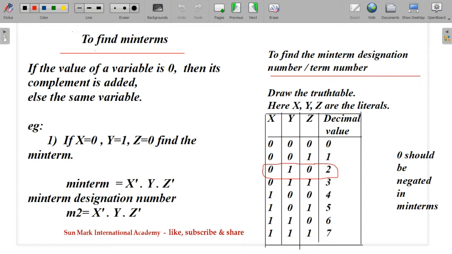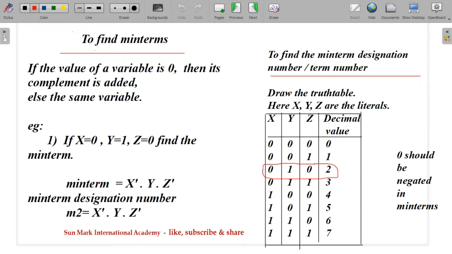For that, in an easy way, we can draw a truth table. In the given question, 3 literals are there, so we are drawing a truth table for 3 variables x, y, z. And you know how to draw the truth table. 3 variables means totally we will get 8 rows.